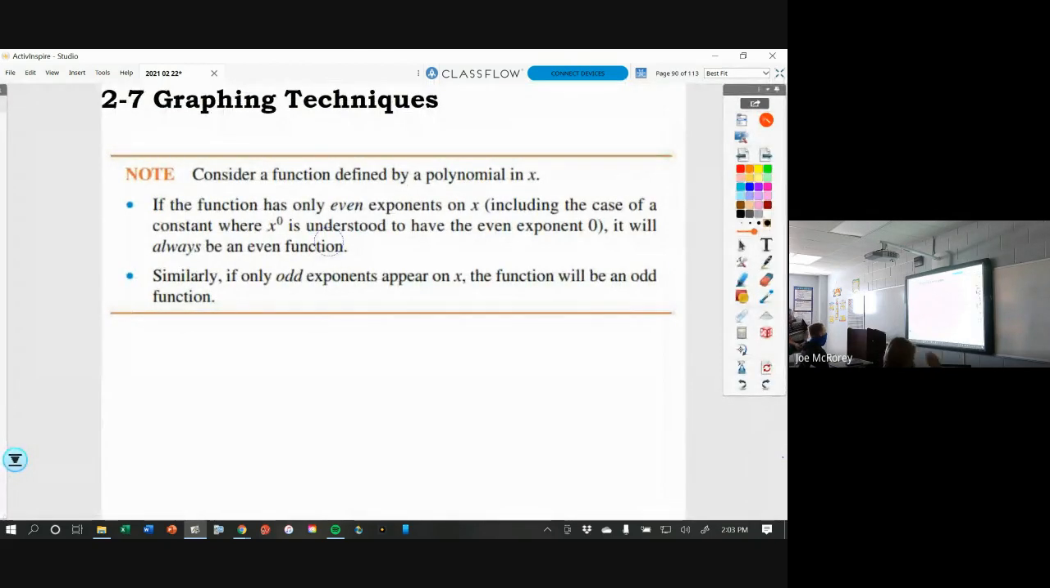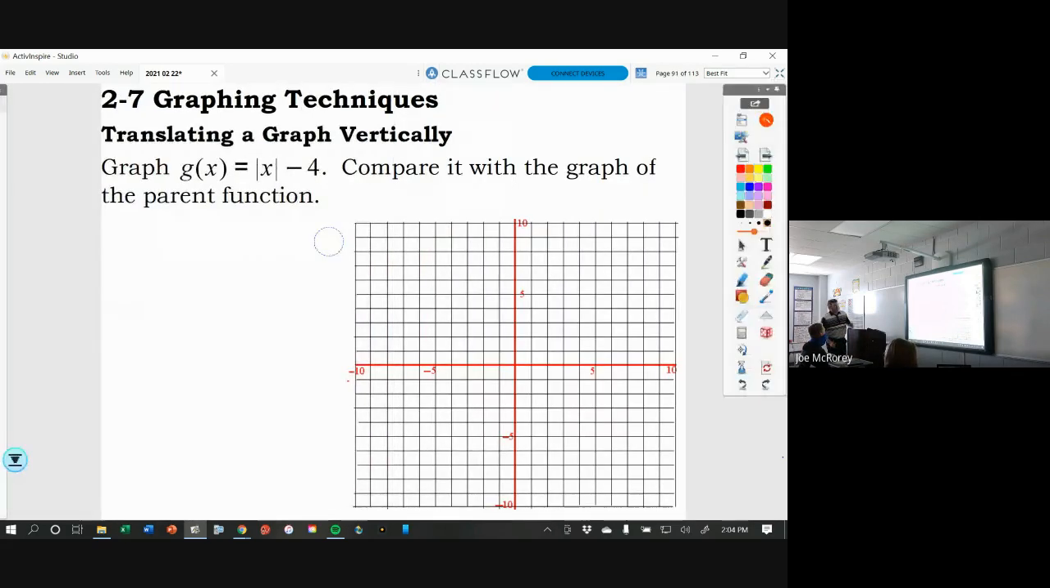If the function has only even exponents on x, including the case of a constant where x to the 0 is understood to have an even exponent 0, it will always be an even function. Similarly, if only odd exponents appear on x, the function will be an odd function. Because you didn't want to show us the shortcut after you made us do the long one.